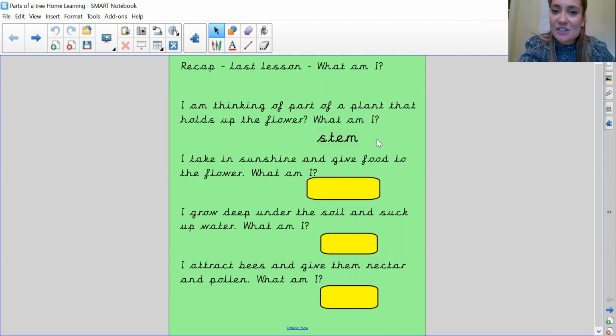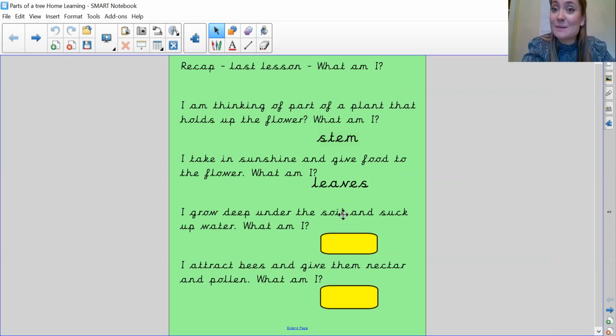I take in sunshine and give food to the flower. What am I? Did you get it? It was leaves because the leaves take in the sunshine and give food to the flower. Can you remember what that process was called? This is a challenge question. When they take in the sunshine. Can you remember that big word? Photosynthesis.